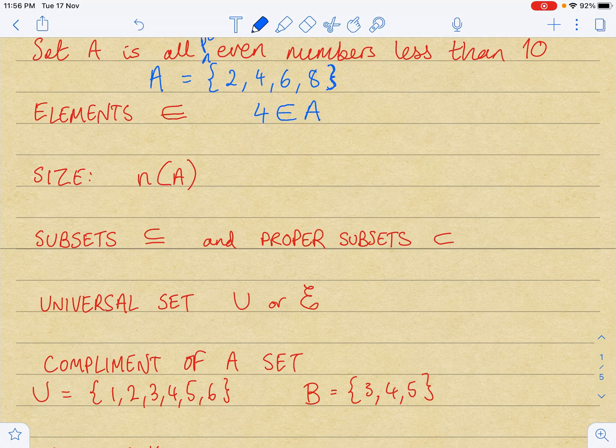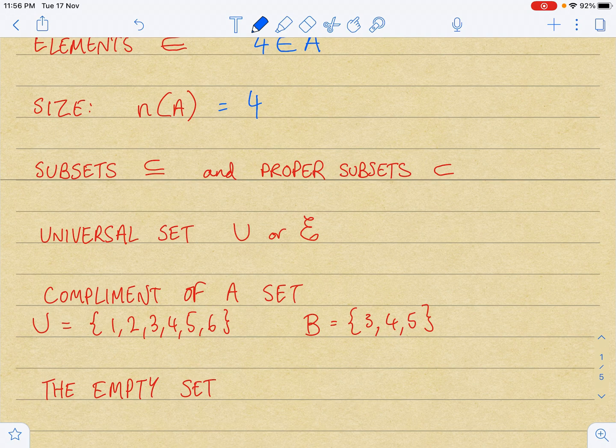Size of a set. If you're asked n(A), this means how many elements are in A. So in this case, if there's our set A, the number of elements in our set is 1, 2, 3, 4. 4 elements in our set A. So n(A) means the number of elements in the set. Count how many there are.